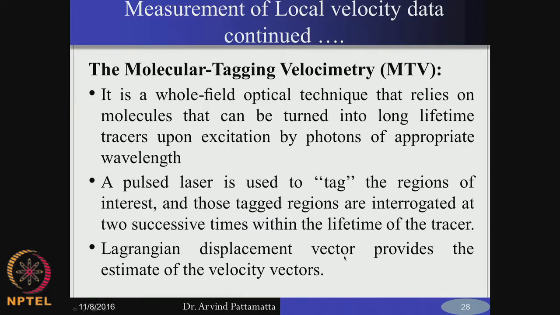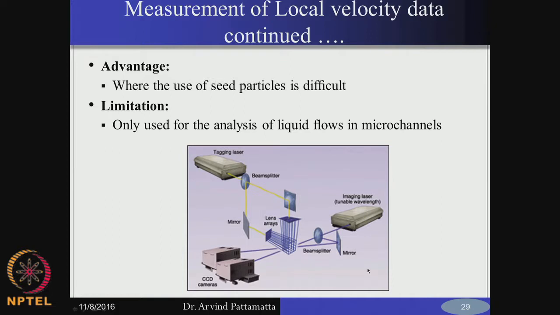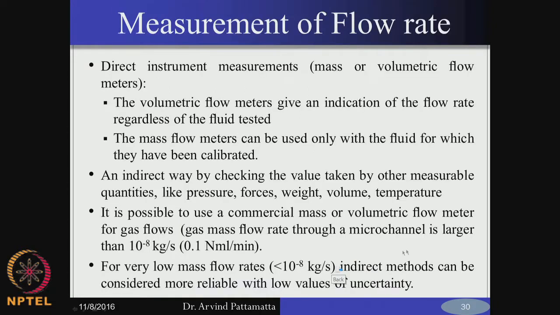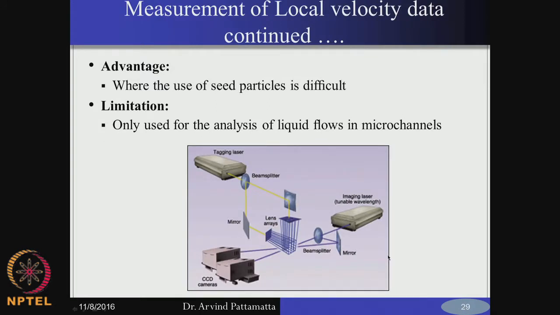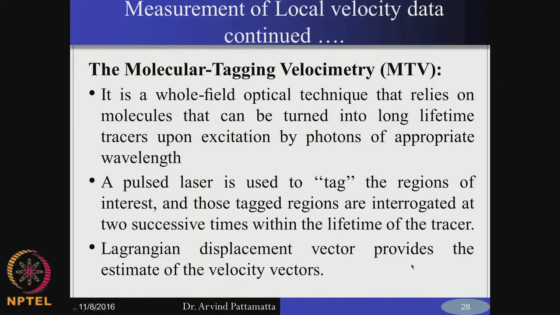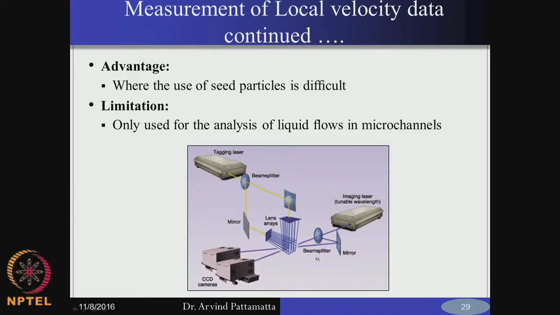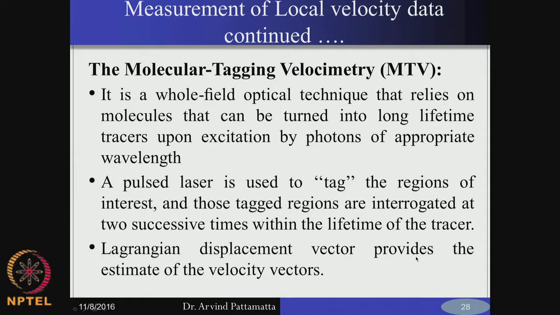Apart from this, there is also a method called molecular tagging velocimetry. This is similar to PIV where you have tracer particles, but in this case the molecules of the working fluid itself respond to the incoming laser pulse. A pulsed laser is used to tag a region. You use one of the lasers as a tagging laser and you mark a region over which you want to calculate the velocity field. And then you have an imaging laser.